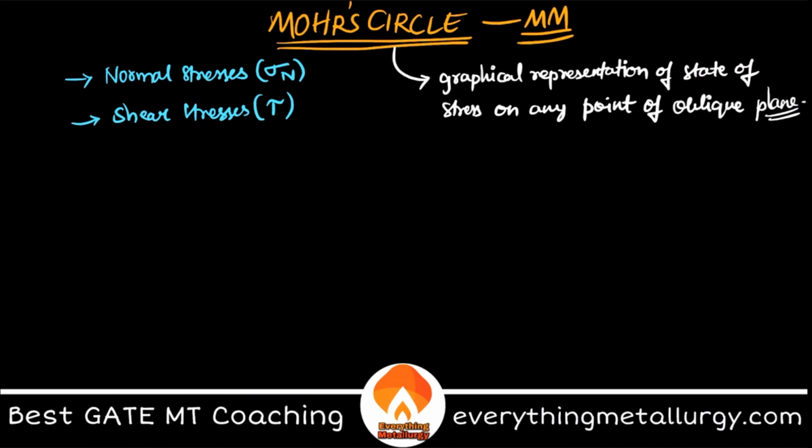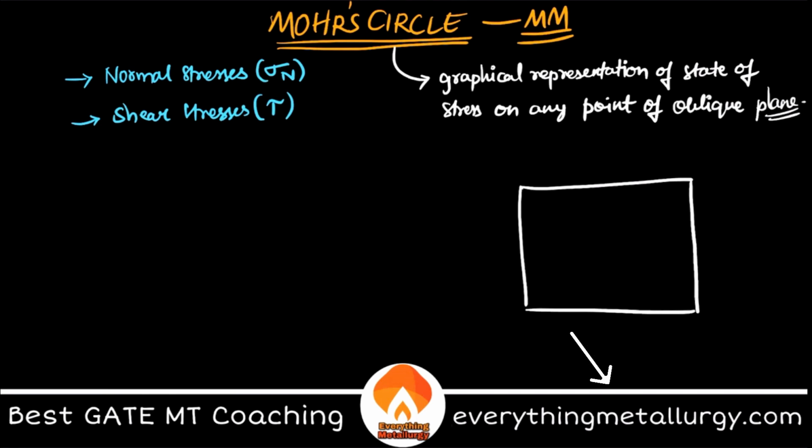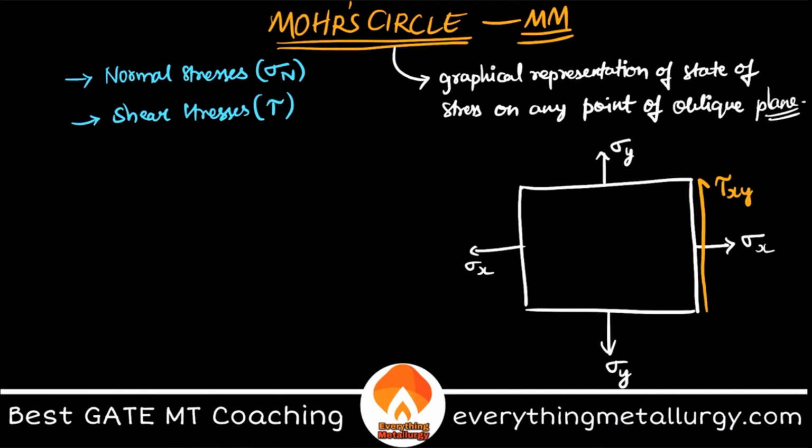So maybe I can show you this particular state of stress. Let's say I have a very thin plate, and I am applying normal stresses sigma x and sigma y. I also apply a shear stress. So this is my tau xy, and this is my tau yx. Before that, what are this xy and yx?